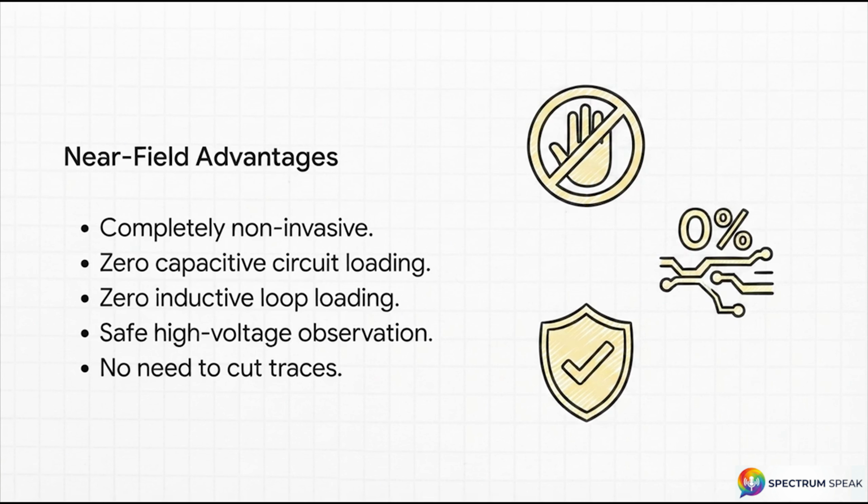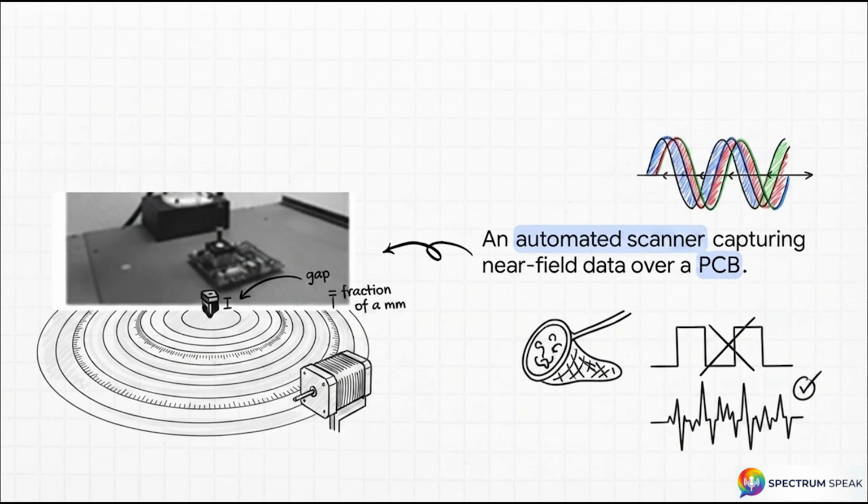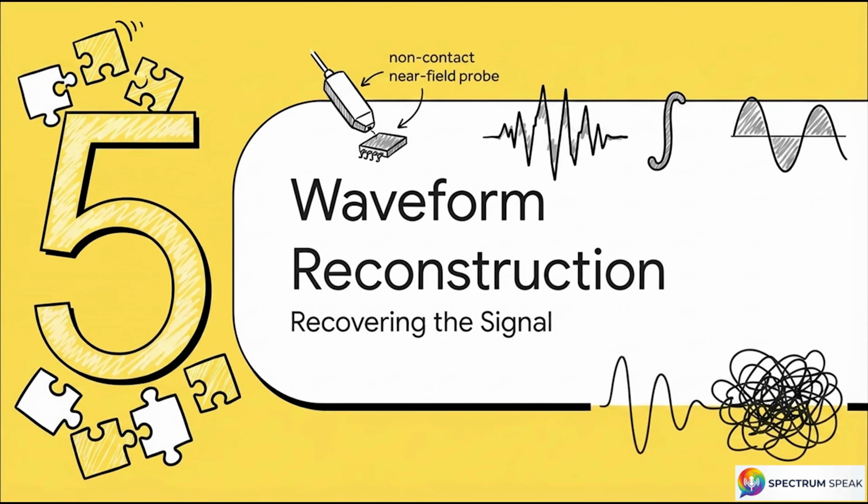Plus, you get to perform high-frequency current sensing without the absolute nightmare of lifting component legs, cutting copper traces, or soldering in bulky shunt resistors. You can even mount these probes onto incredibly precise automated scanning mechanisms, effortlessly capturing phase-resolved data just fractions of a millimeter above the PCB. But, there's always a catch, right? Because these near-field probes don't actually touch the circuit, they capture the derivative of the actual fields, not the original time domain waveform itself. This leads us to our final piece of the puzzle.